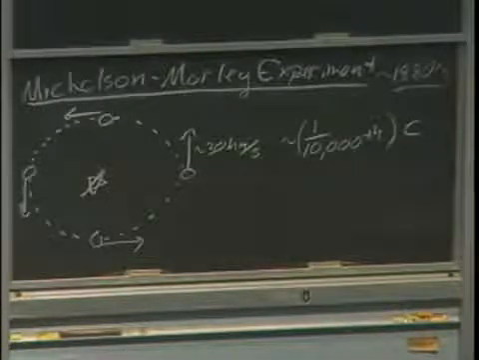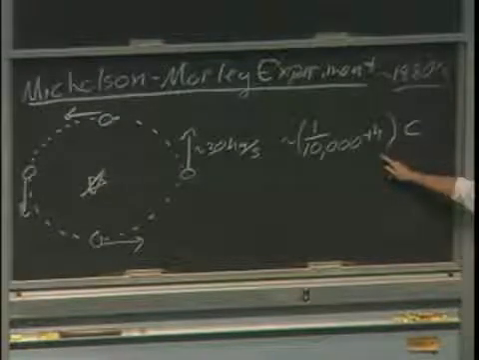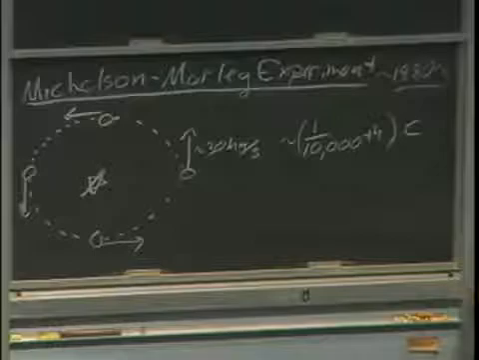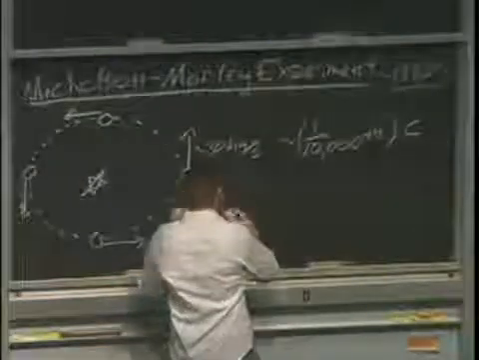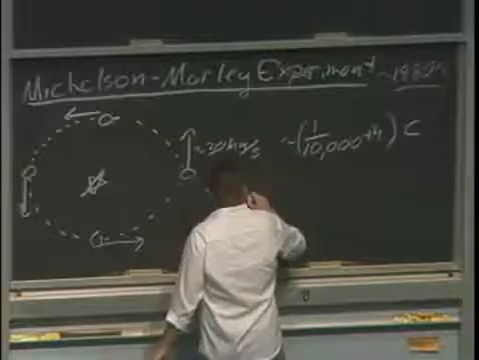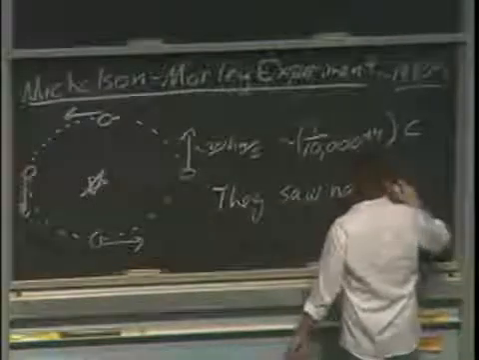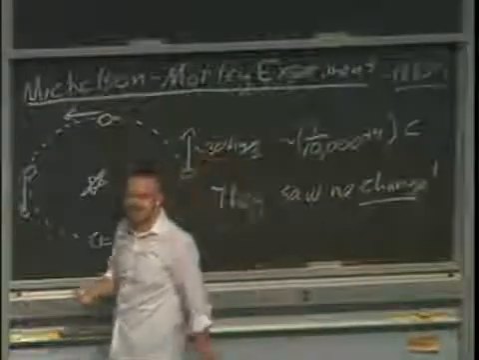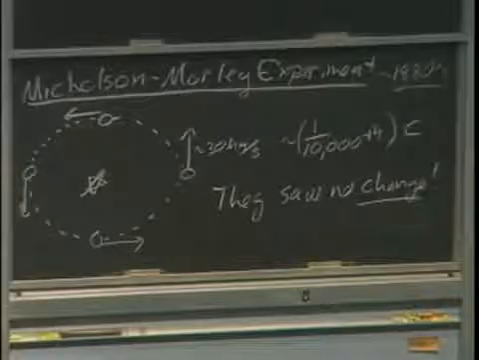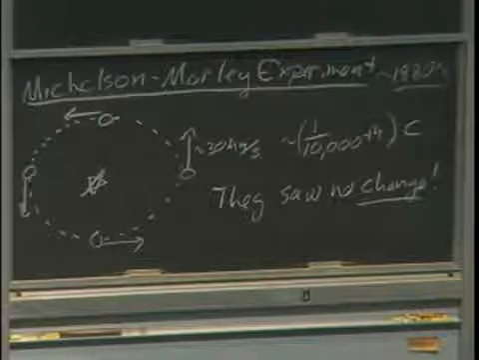Okay? And the instrument they designed was extremely sensitive. Even though this seems like a small number, it could have easily picked that up. Over the course of 1 year and then several years, they saw no change. They saw no change in the speed of light, independent of which direction the Earth was moving, which is not at all what they expected.